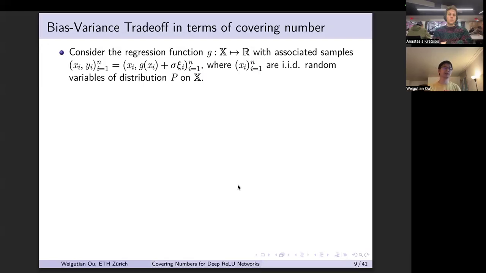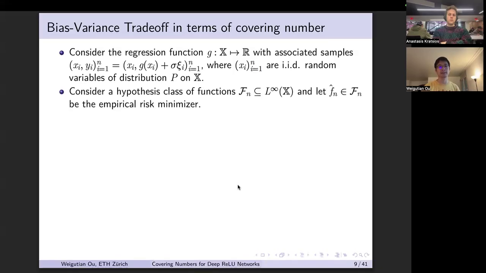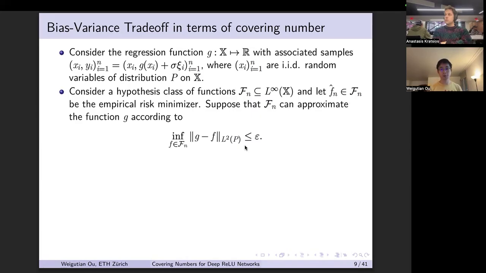In practice, what we usually do is that we try to train models that minimize the empirical risk. Formally, we try to find an f_n hat from the set calligraphic F_n such that the empirical risk is minimized. Here we have to add more assumptions. That is, the calligraphic F_n should indeed approximate the target function G according to this assumption. That is, there exists f in calligraphic F_n such that the difference between G and f is less than epsilon.